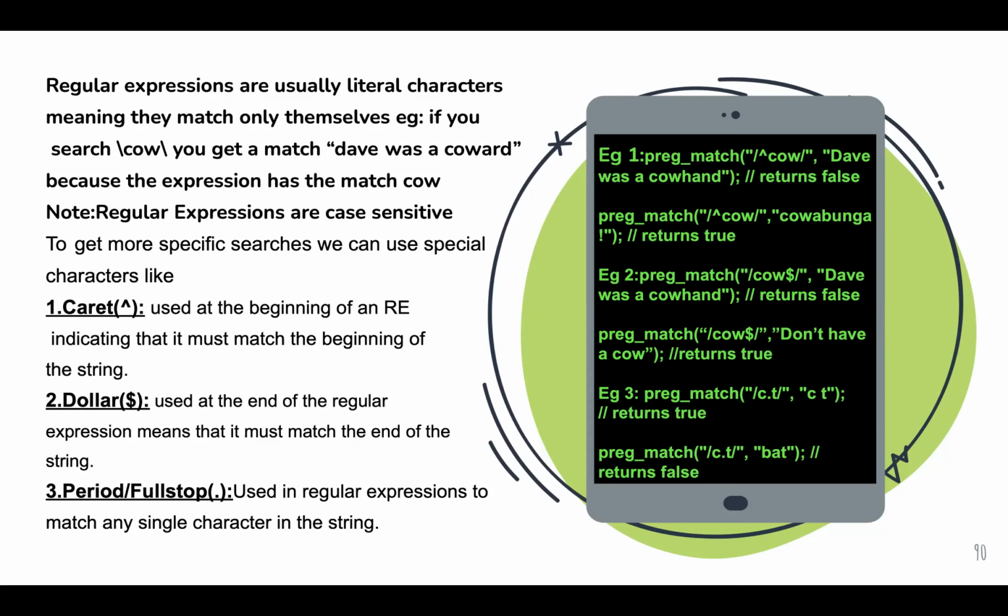The period or full stop is used in regular expressions to match any single character in the string. We take an example of C.T and you give an input of cat, then it will return true. But if you give an input of bat, it will return false because you specified that there should be a C and a T in the expression.